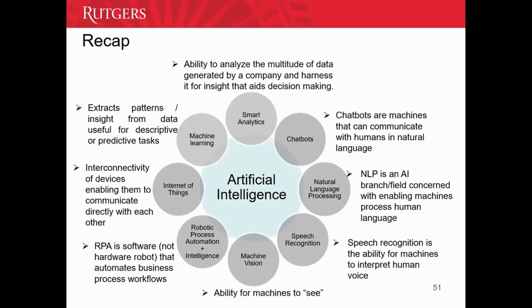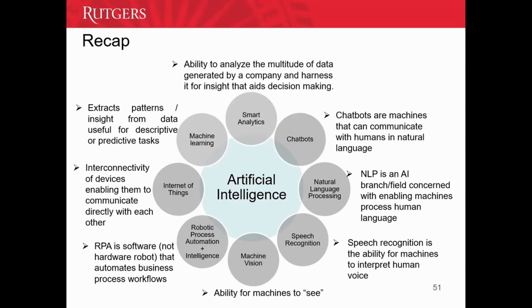So just as a recap, we've gone through all these 8 different AI techniques. Chatbots are machines that can communicate with other humans in natural language, and we gave examples of Alexa and Siri. Natural language processing is a branch of artificial intelligence that is concerned with enabling machines to process human language. And as we spoke before, chatbots exhibit these natural language processing capabilities. And then speech recognition is the ability for machines to interpret human voice.